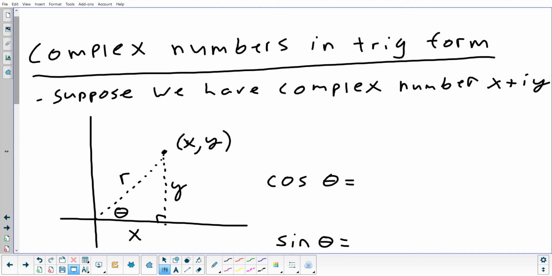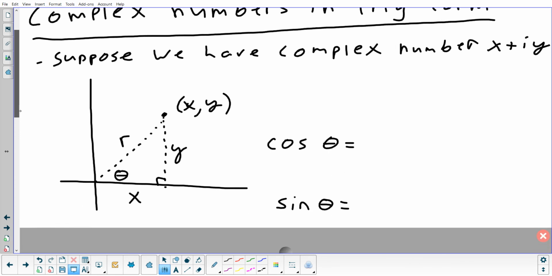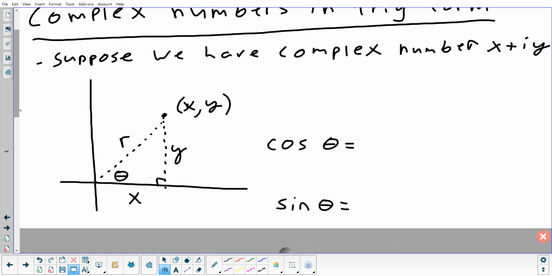And if I use Y, you'll probably remember that's the vertical. But you could use A and B. All right, so the goal with writing a complex number in trig form is to not have an X and a Y. We want to come up with a formula that we could plug in for X and a formula we could plug in for Y.